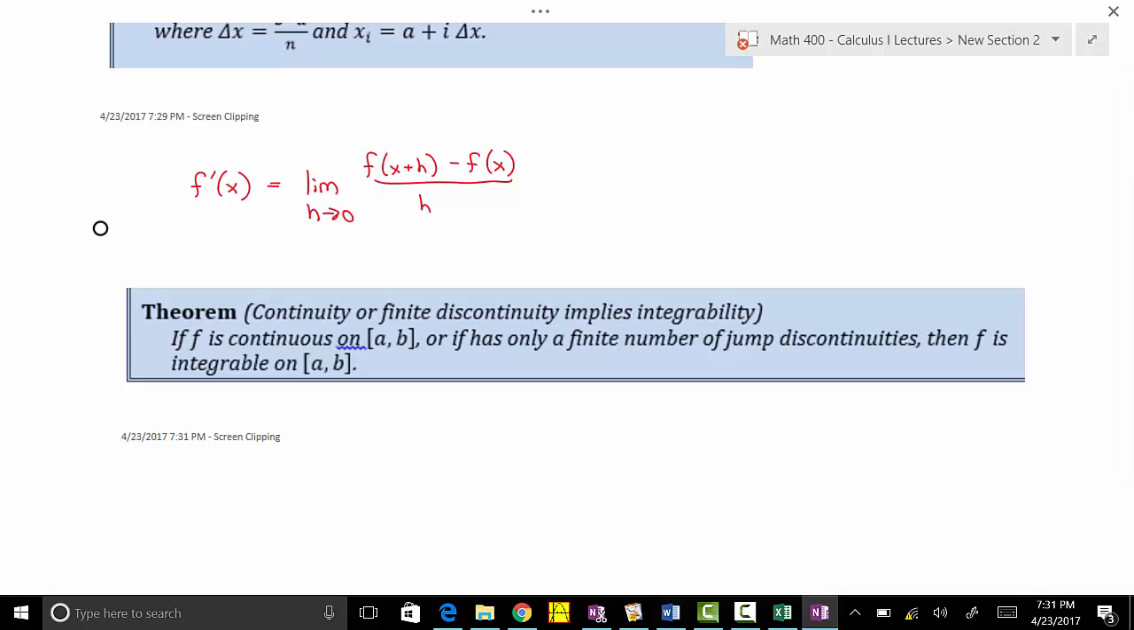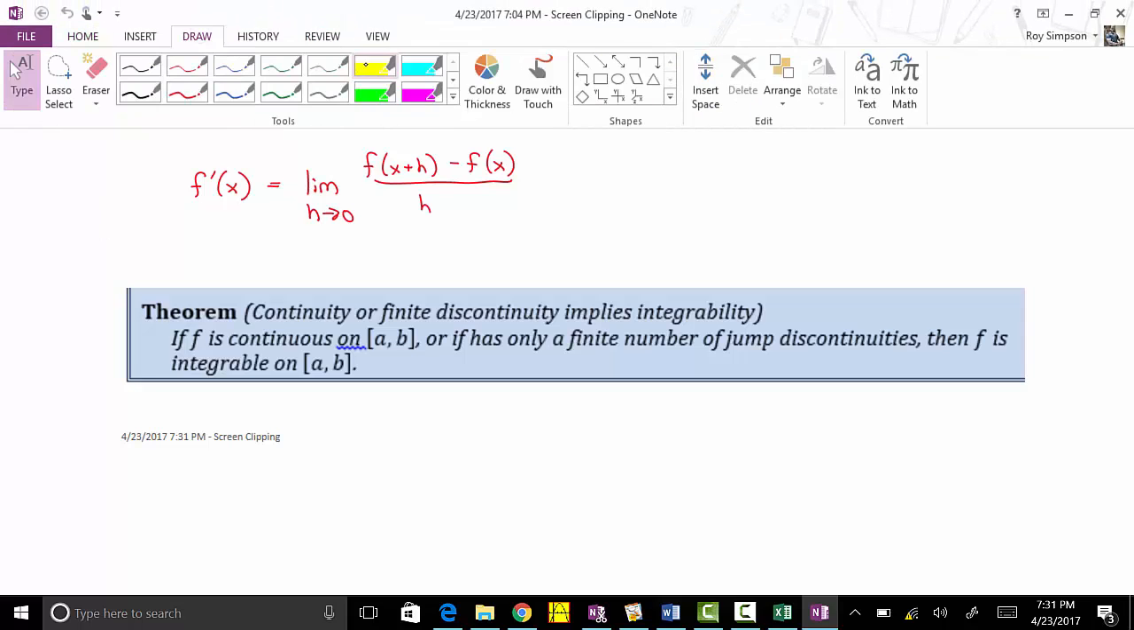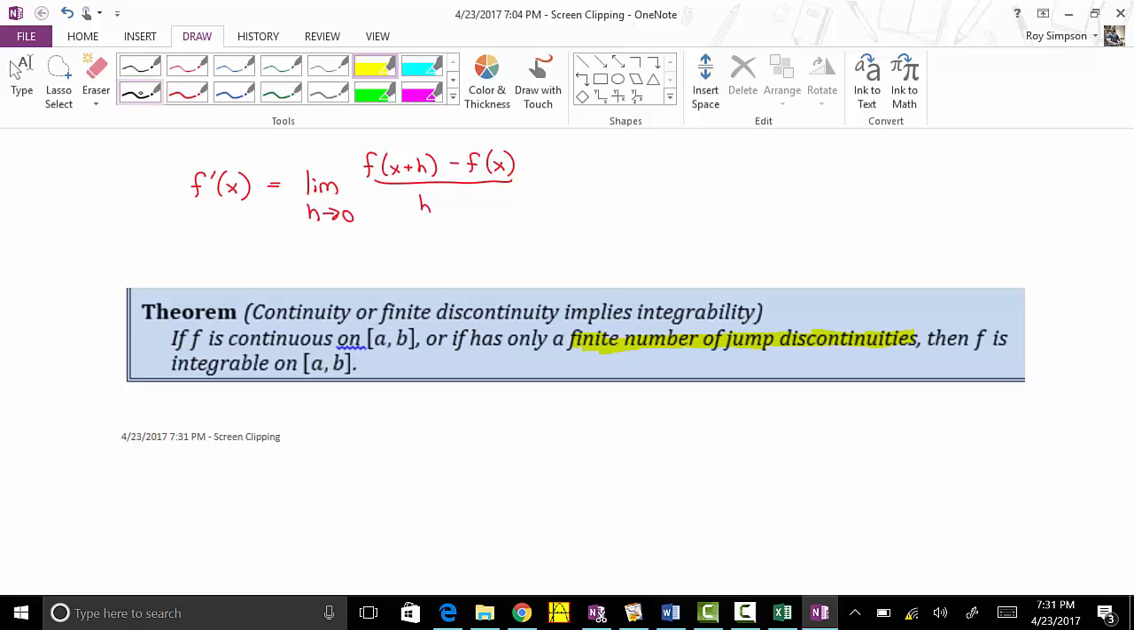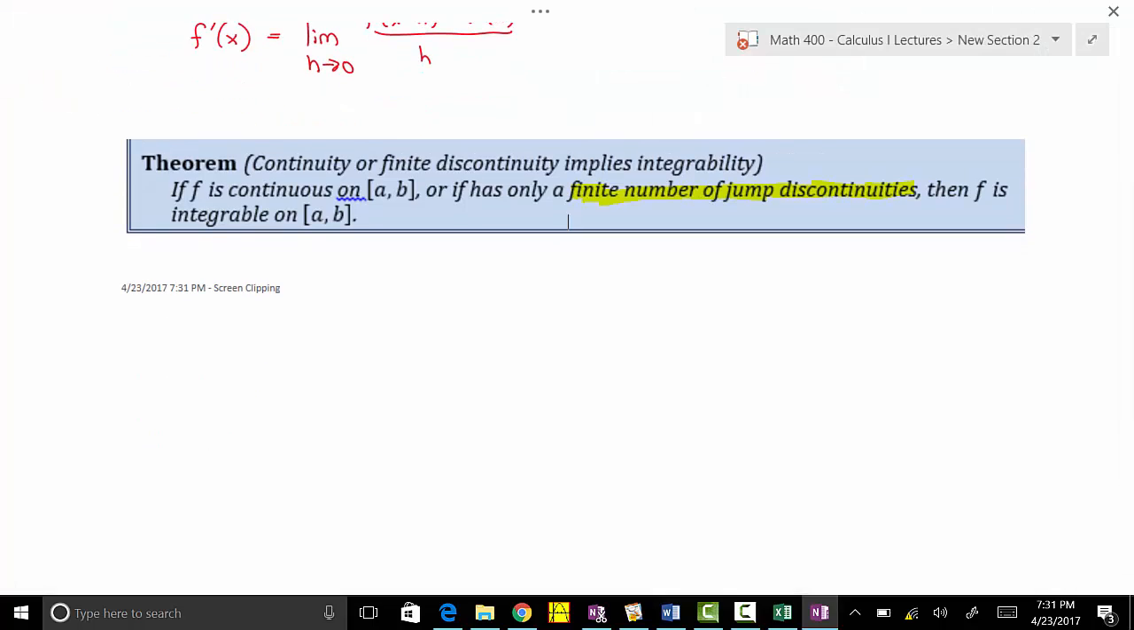Continuity or finite discontinuity implies integrability. So if you have a continuous function, or if it only has a finite number of jump discontinuities, that's kind of important in differential equations. With a finite number of jump discontinuities, you know that it has an integral. You might not be able to evaluate it, but it has an integral.